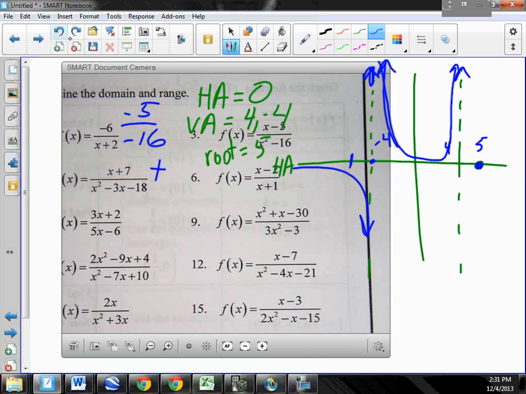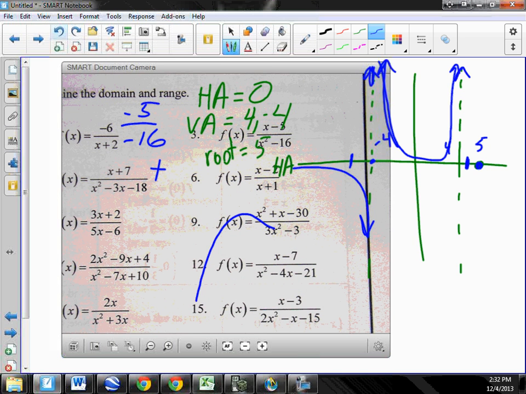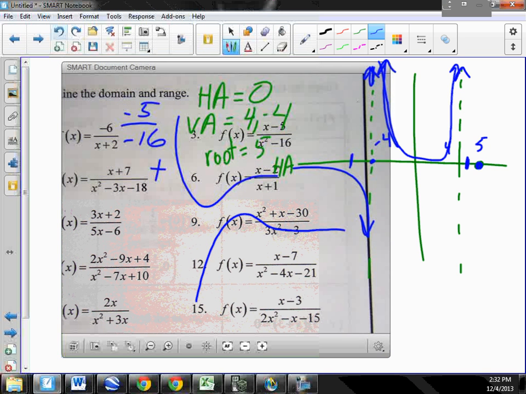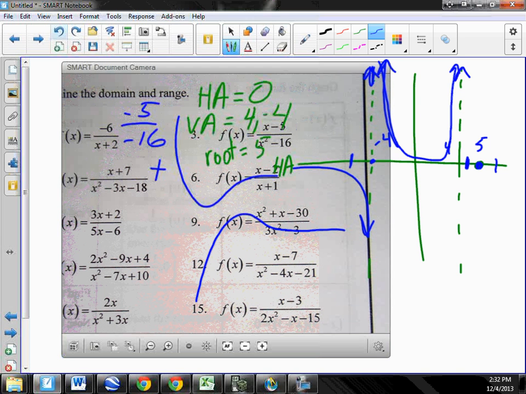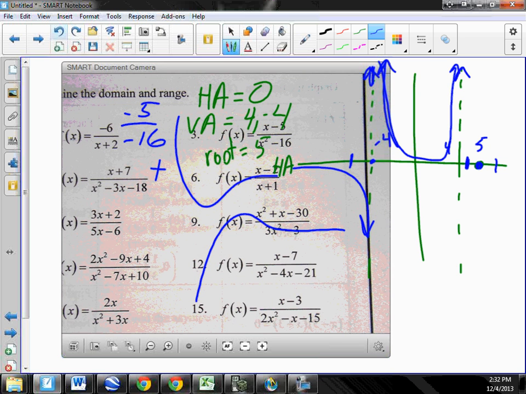So what number do you want to plug in? I would rather plug in 6. Do I need to plug in 4.5? No, I really only have 2 choices, right? I have this one, or I have this one. And if I can figure out if it's above or below at 6, then I know where it is on the other side of 5, because it's a single root. And if it's a single root, it passes through. Double root, it would bounce off. So let's plug in 6.